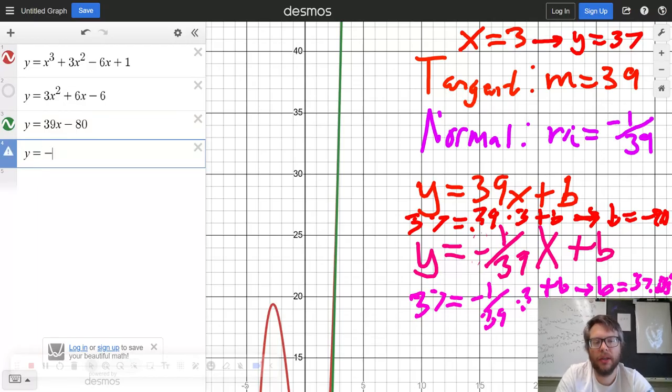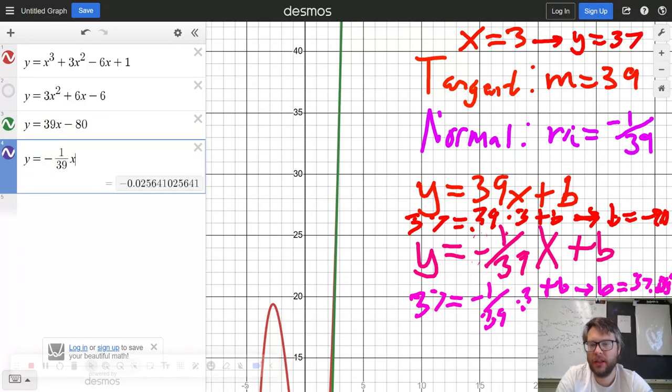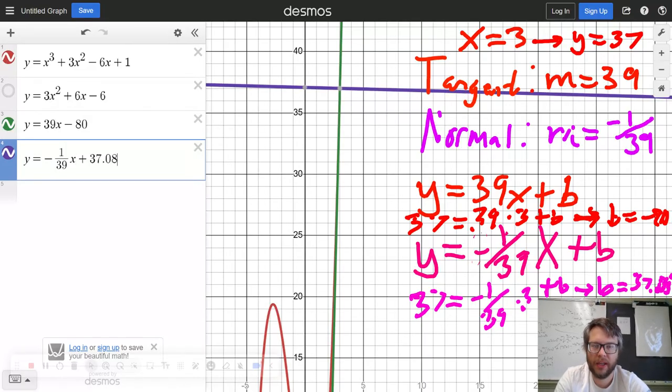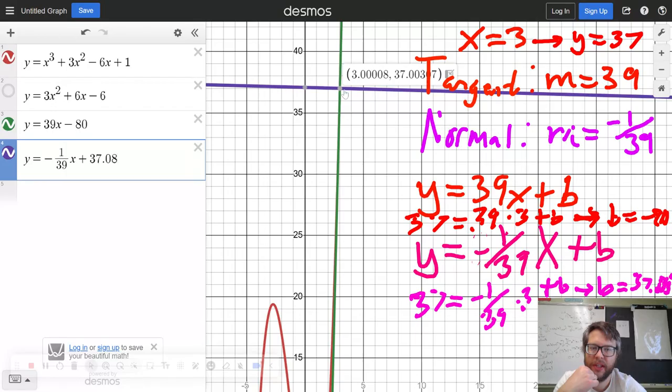And then the other one, -1 over 39 x plus 37.08. You can see that that also touches it at the same point with just a little rounding error, and it's hitting it at a right angle. The tangent line just uses the derivative slope as is, and the normal line flips it over.